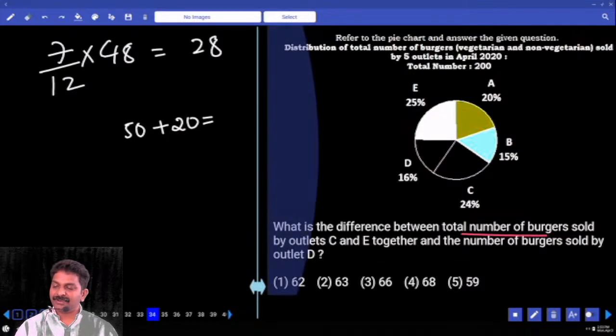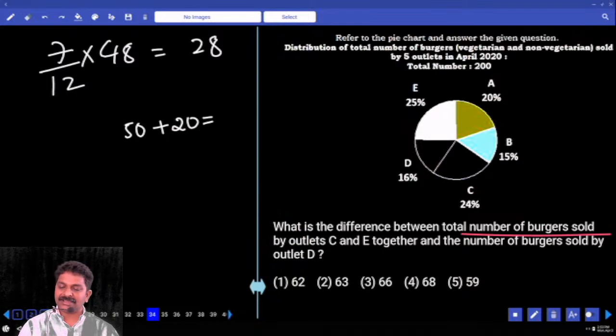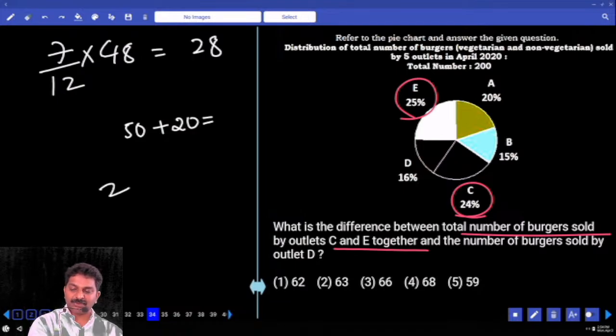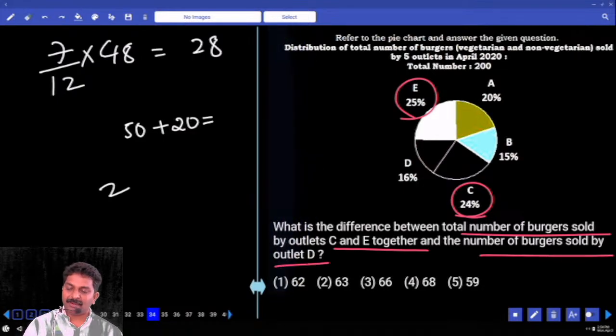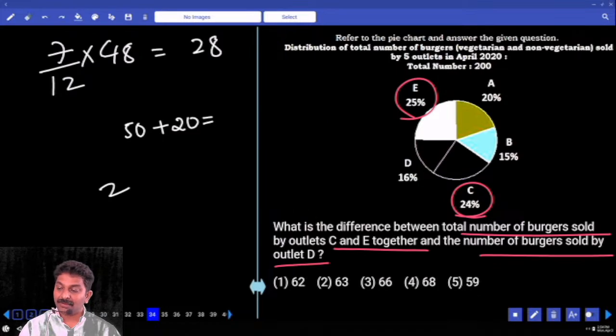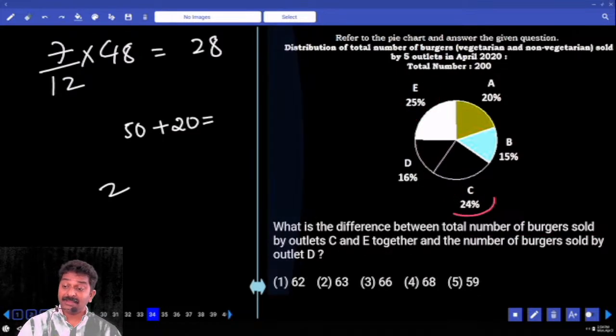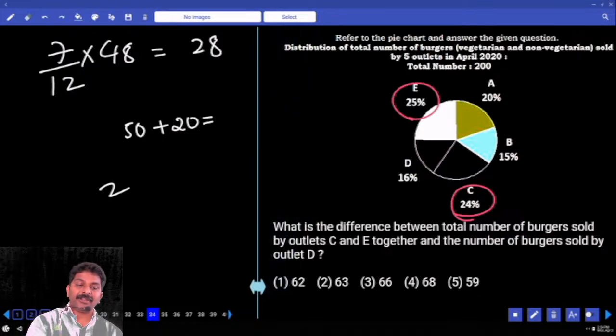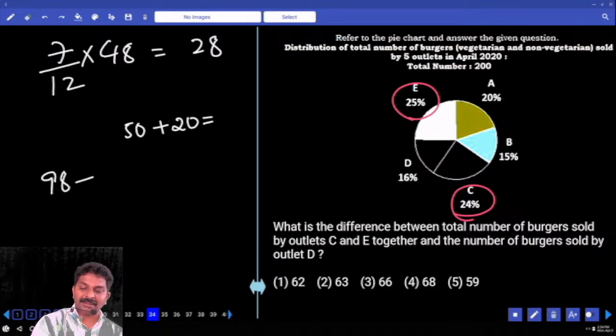What is the difference between number of burgers sold by outlet C and E together? C and E together, difference 1%, which is 2. Oh, difference. Okay. C and E together 49%, 2 times 49 is 98, and then D 16%, 32. Answer.